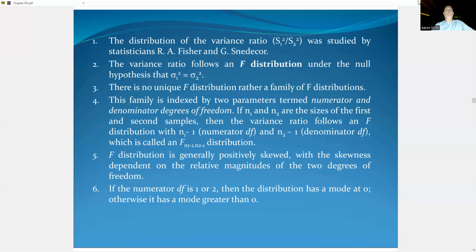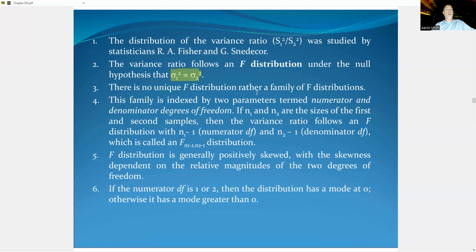All right, so now, the reason why we do this whole ratio business is because mathematically, it works out that we can figure out the distribution. It's called the F distribution, and this was studied by Fisher. The variance ratio follows an F distribution when the null hypothesis is that they are equal.